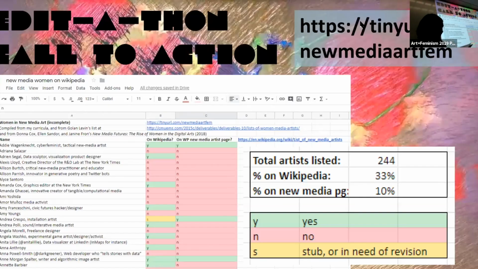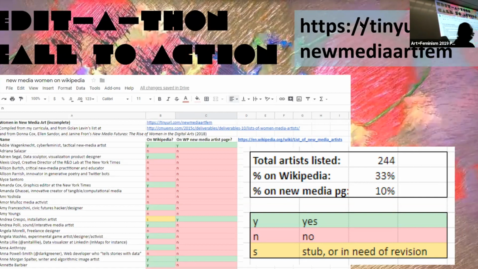So in terms of what we can take away from this today at the Wiki Edit, I've compiled a Google Sheet at this address of women new media artists. It's got 244 artists on it, and this is drawn from my own curricula and a lot of help from a list by media artist Golan Levin. And this is publicly accessible at that address.